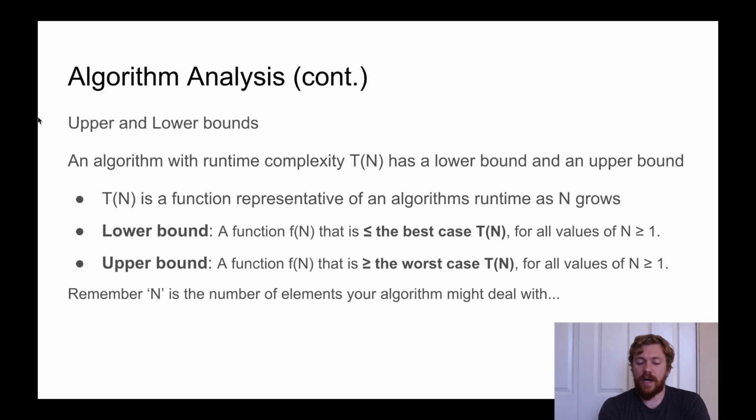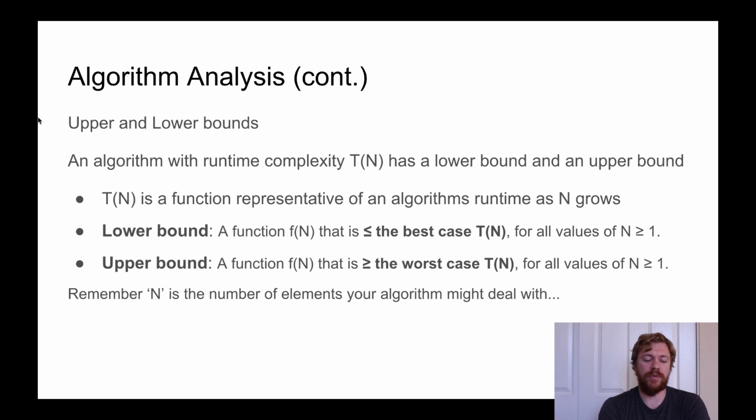And then the upper bound is the opposite of that. So it is a function, f of n, but it is a function that is greater than or equal to the worst case of T of n for all values of n greater than or equal to 1. So in the situation where the function representing the worst case of T of n outputs, based on the growth of n, some very large runtime, an upper bound is a function that is greater than that function.